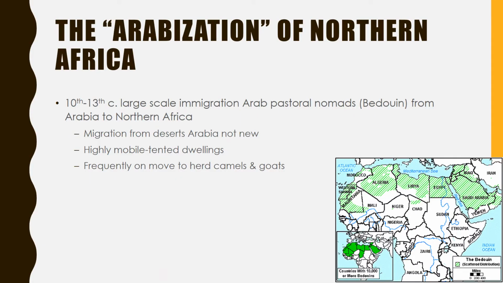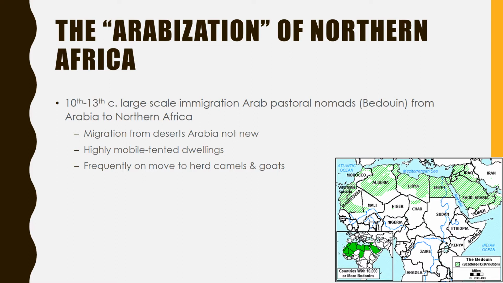We're going to be looking at, as they call it, the Arabization of Northern Africa. We already kind of started talking about this, talking about how Arab invasions were altering what was going on politically, economically, and socially in Northern Africa, and so that's going to continue here. From the 10th to the 13th century, it's mainly concerned with large-scale immigration from pastoral nomads, which, coming from Arabia, were known as Bedouins. They moved gradually over time out of Arabia and into Northern Africa.